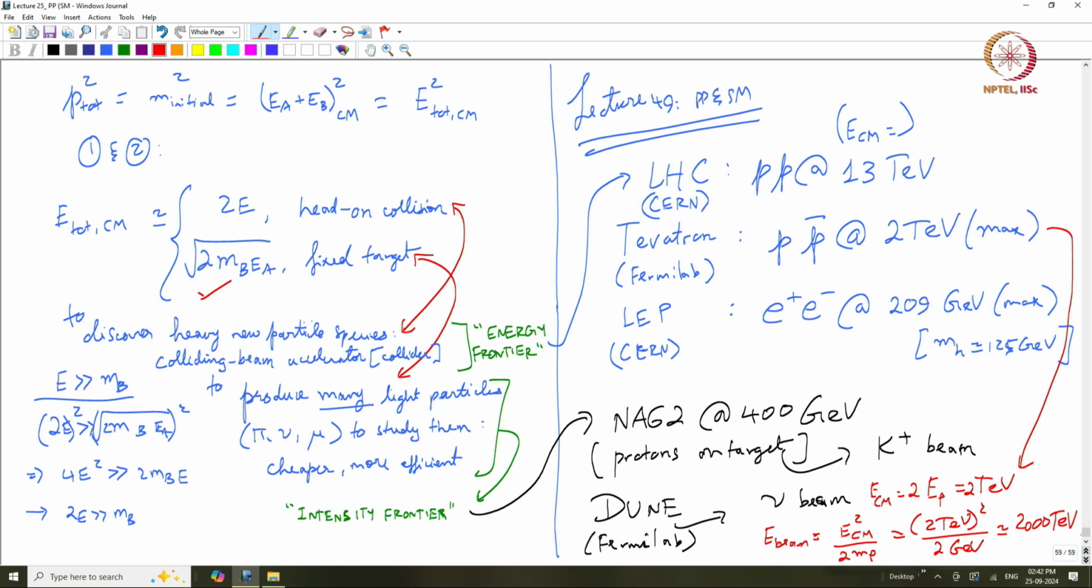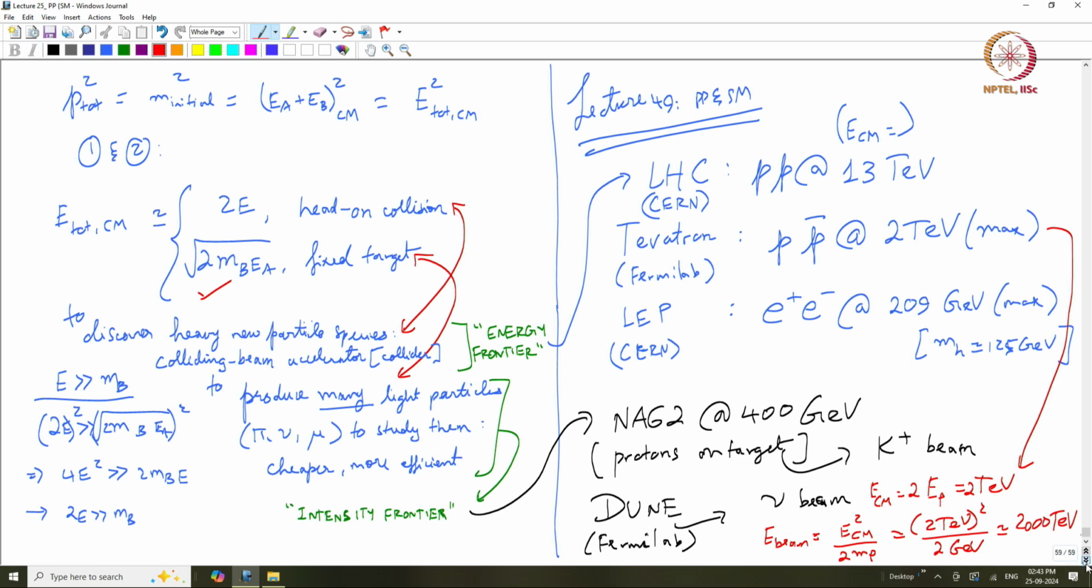So you can see the difficulty of producing new particles with a fixed target experiment. Better to just create 2 beams of the same energy and crash them against each other collinearly, as collinearly as possible, right? Today it's impossible to create a beam with energy 2000 TeV. Okay, very good.